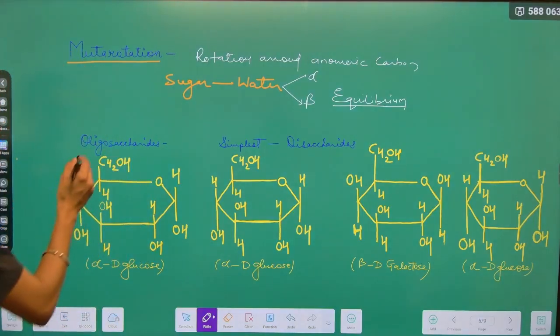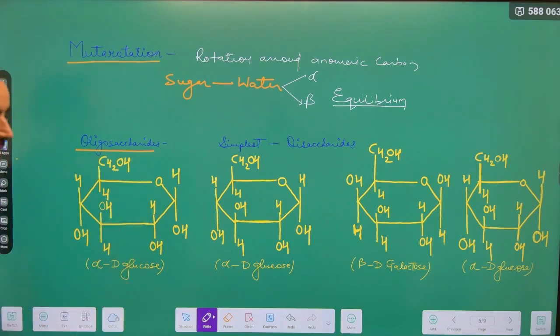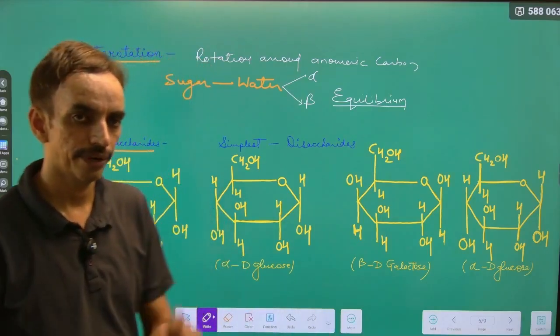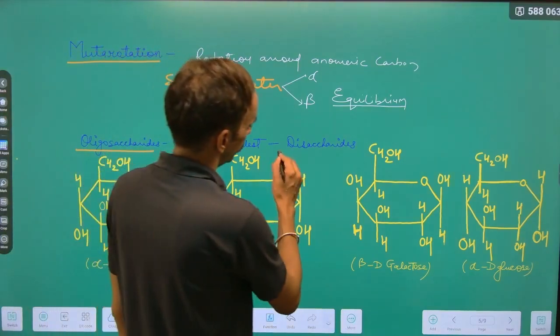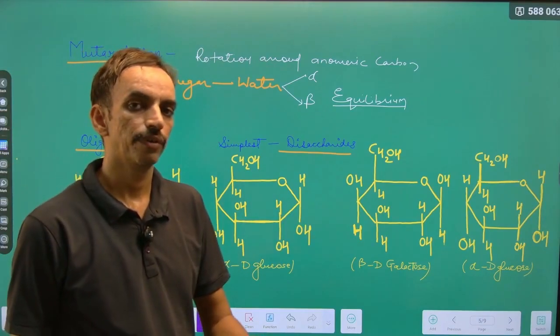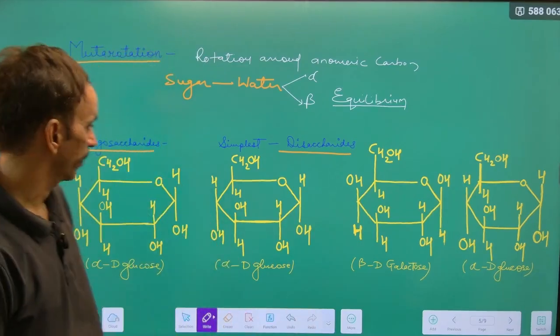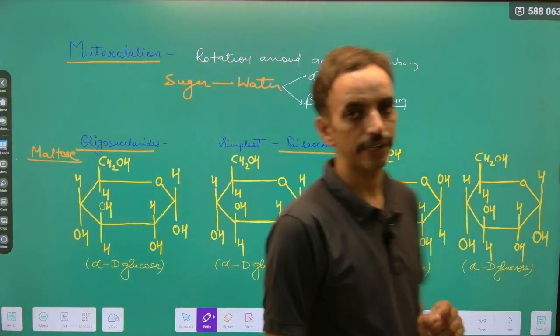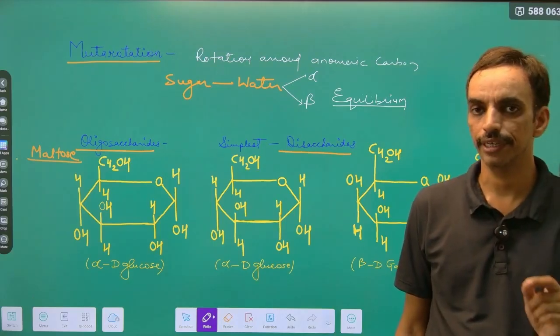Next is the oligosaccharides, that will give 2 to 20 residues upon their hydrolysis, and the simplest oligosaccharide is the disaccharide that is made up of two monomers. We will start with the sugar that is called maltose. This maltose is the disaccharide of alpha D glucose.